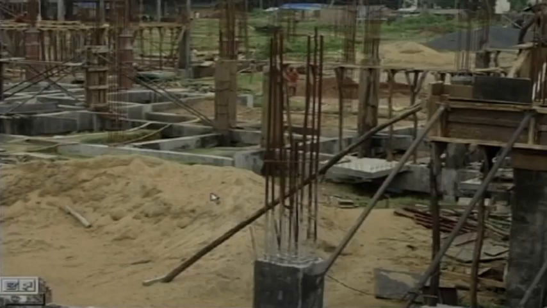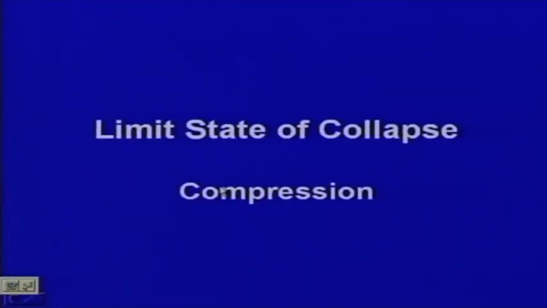Now, let us come to the method. These are the few cases I have already seen in the very beginning. The method is the limit state method, and this is the limit state of collapse, not serviceability. From the strength point of view, we are talking about how much maximum load it can take, and here we are talking about compression. So far we have done shear and flexure. Now we are talking about compression.